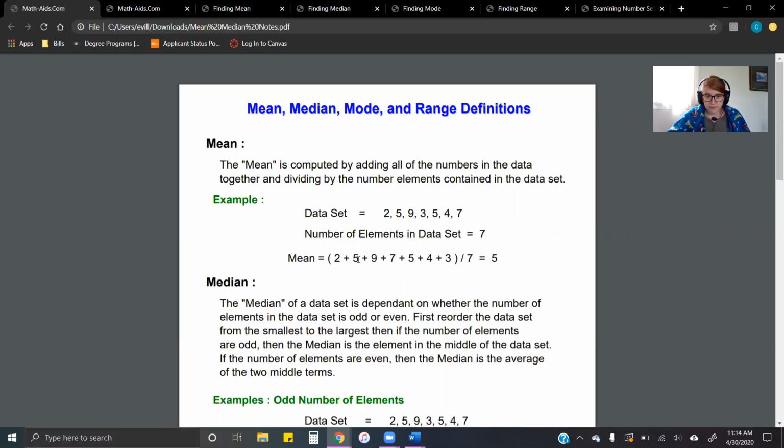So 2 plus 5 is 7, 7 plus 9 is 16, 16 plus 7 is 23, 23 plus 5 is 28, 28 plus 4 is 32, 32 plus 3 is 35. 35 divided by 7 is 5. So the mean is just taking all the numbers, so in this case there's 7 numbers, 2, 5, 9, 3, 5, 4, 7. You add them all together, and then you divide them by the total amount of numbers.